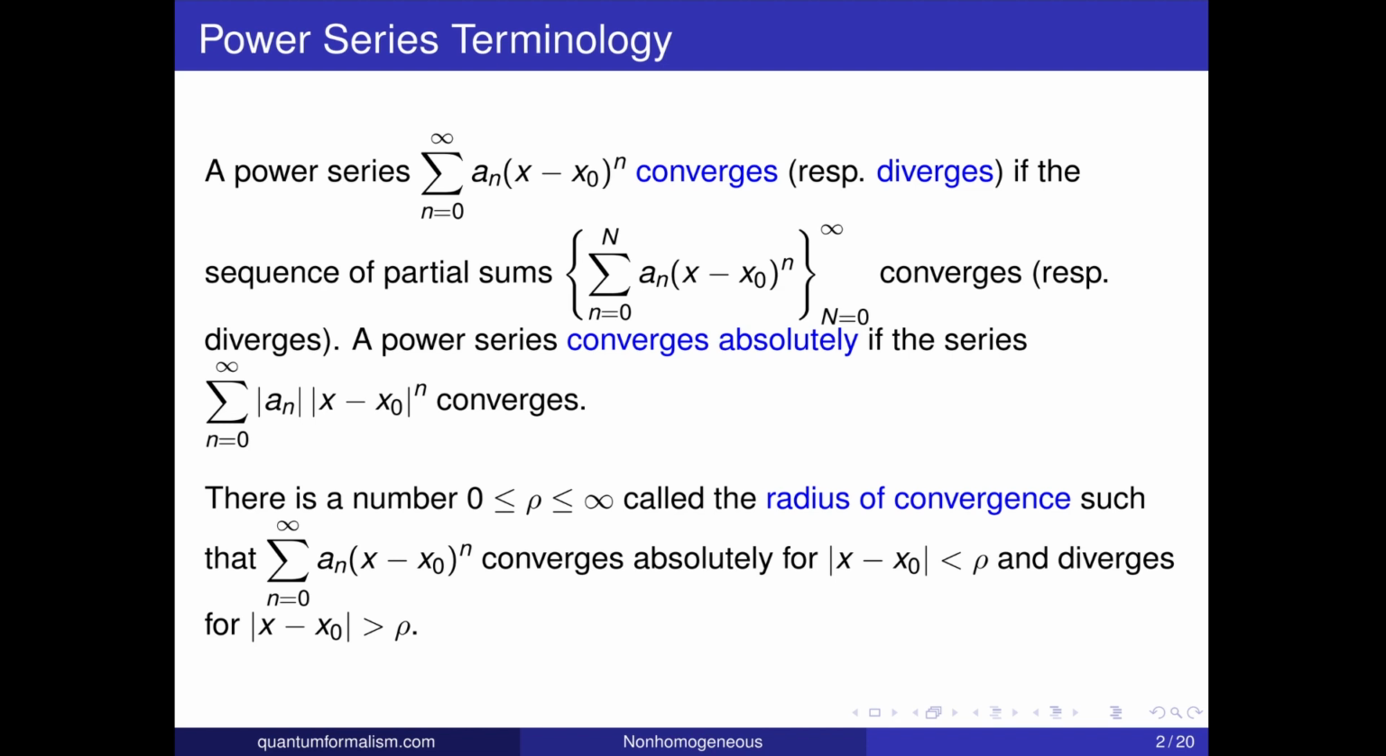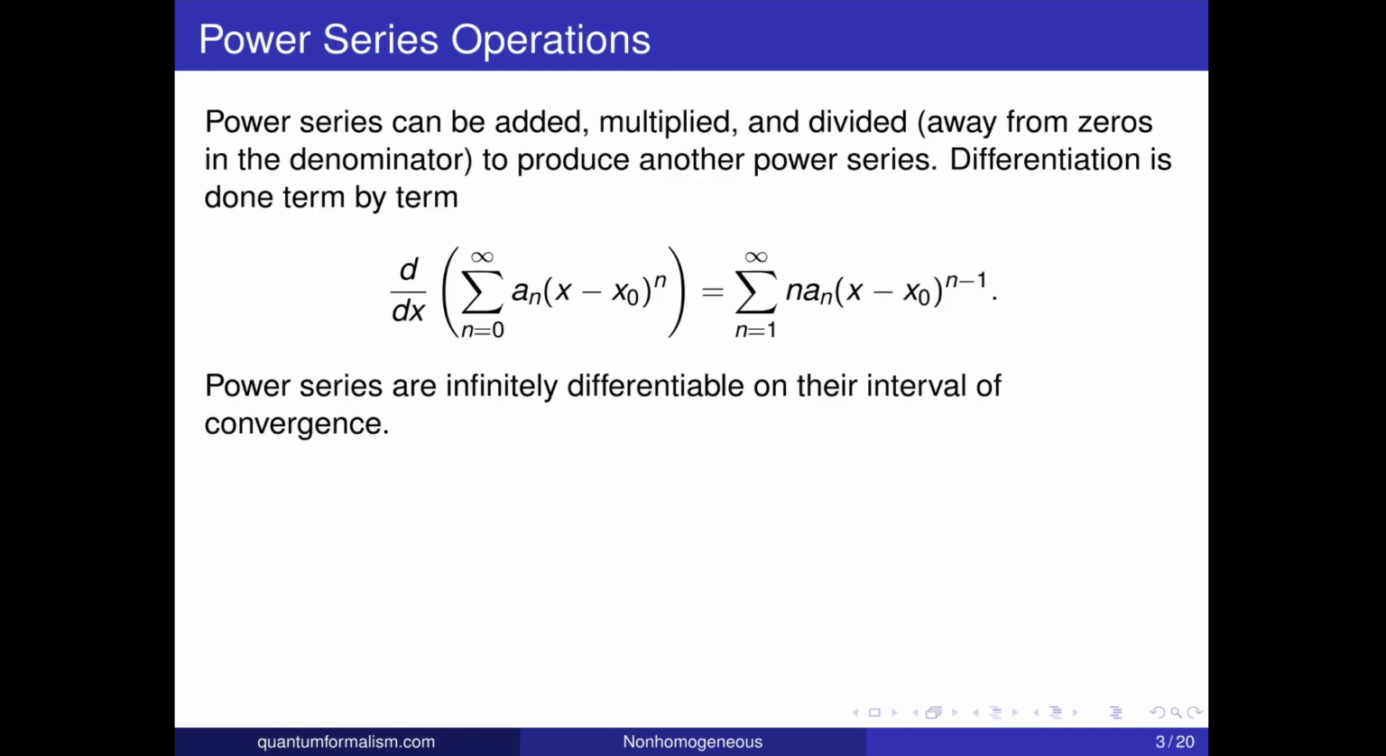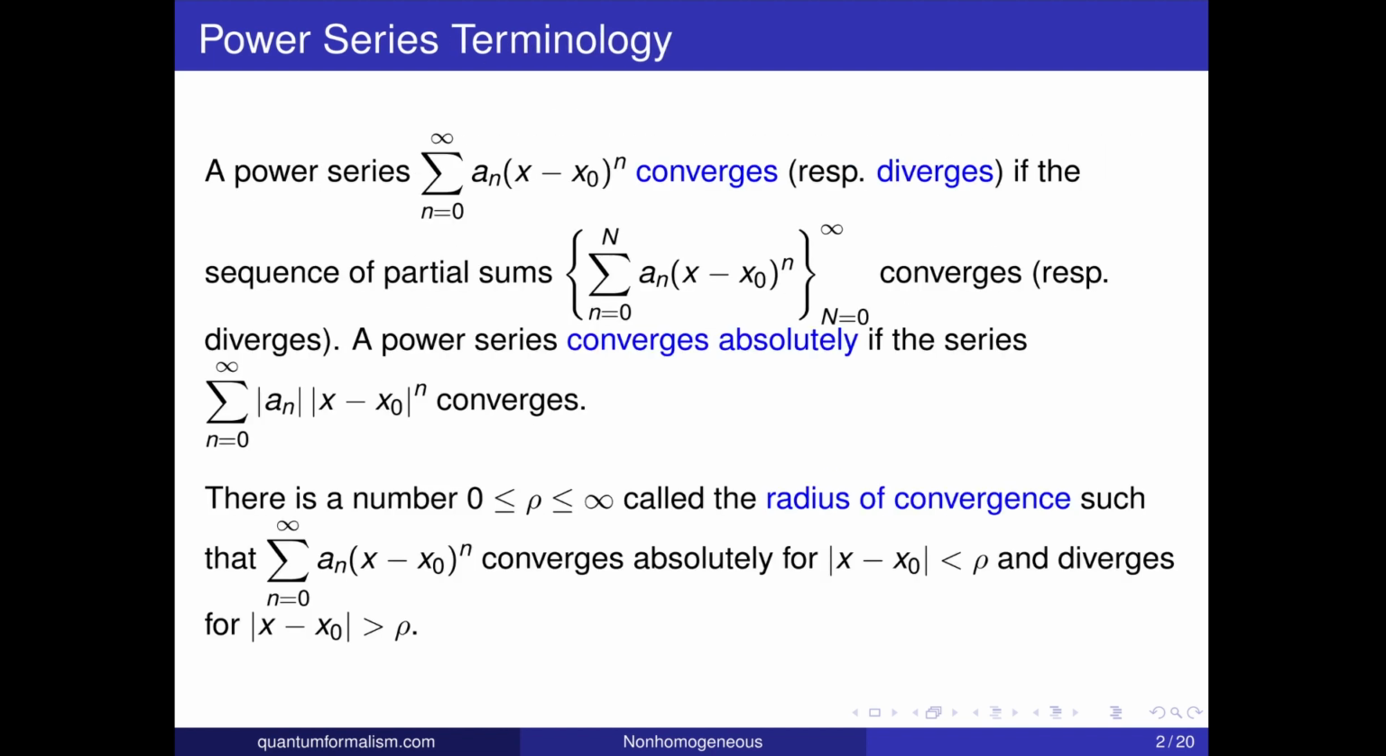But there will be 2 points where the absolute value of x minus x0 is equal to rho, and it's not clear exactly what will happen. At these 2 boundary points of the interval of convergence, anything can happen. All 3 possibilities: it could converge conditionally, converge absolutely, or diverge. So that's a nice feature of power series. If you figure out this number rho, then you know most of the convergence behavior of the series.